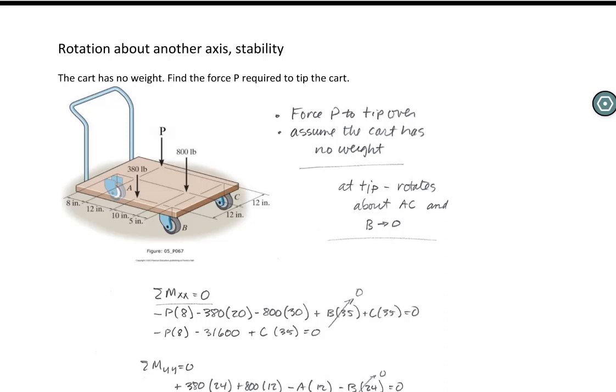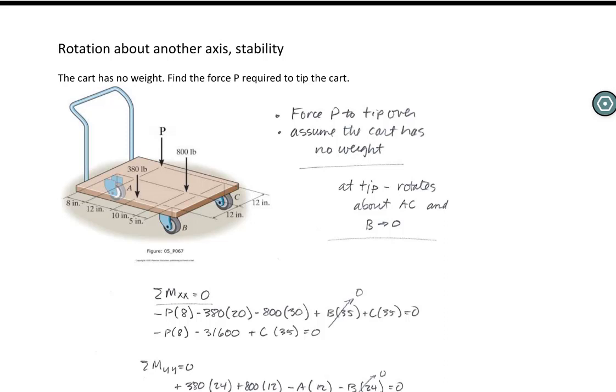Well, the next type of problem is one I would call a stability problem. We solve some of these in 2 dimensions in a somewhat similar way, but if an object is about to tip over, then we would call it a stability problem. We may find out what force it takes to tip something over.